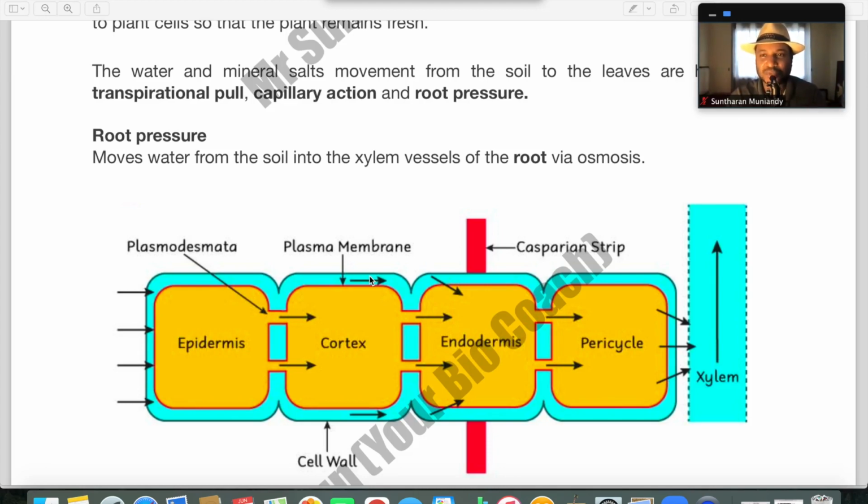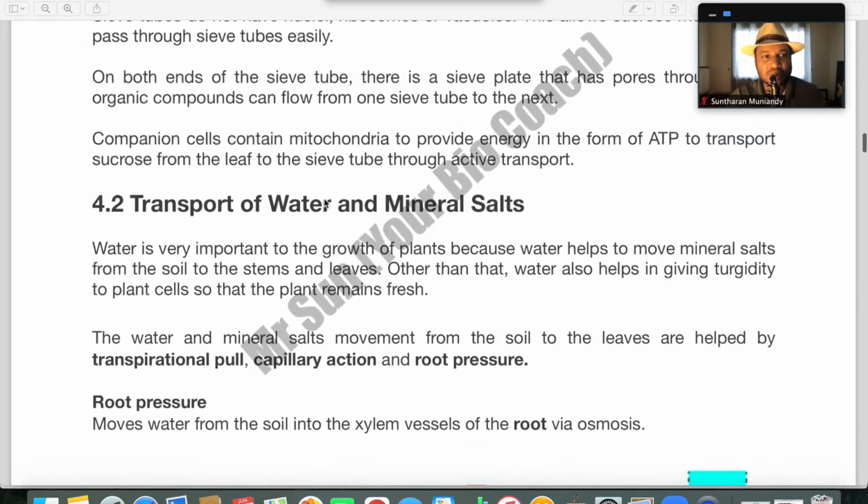Now this is chapter 4, especially unit 4.2, where you will be learning transport of water and mineral salts. Under that you have three important components: root pressure, transpirational pull and capillary action. I know many students have problems with root pressure. Transpirational pull and capillary action are something you have already done in PT3. Root pressure is very new for you.